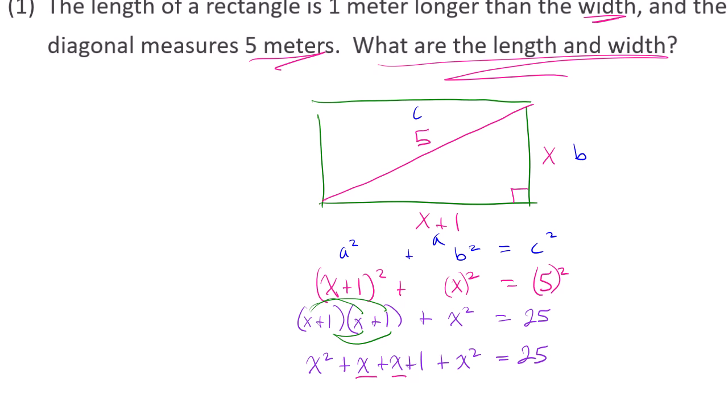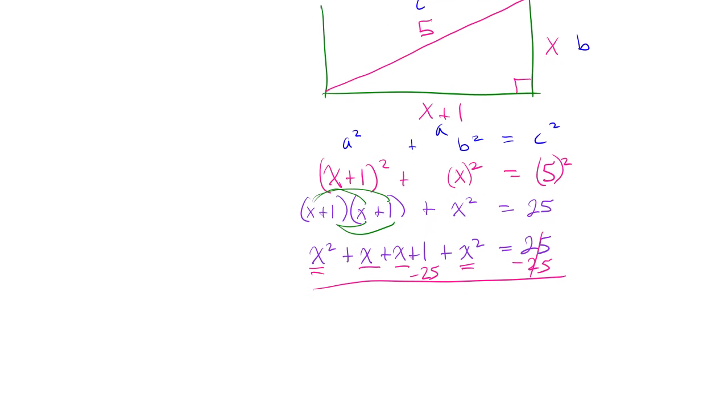x and x go together, x squared and x squared go together, and then I'm going to subtract 25 from both sides. Okay, so you don't have to do all those steps at once, but it just saves you a little writing. But if you want to just do one step at a time, you can. So x squared plus x squared is 2x squared. X plus x is 2x. And 1 minus 25 is negative 24. And then we get equals 0.